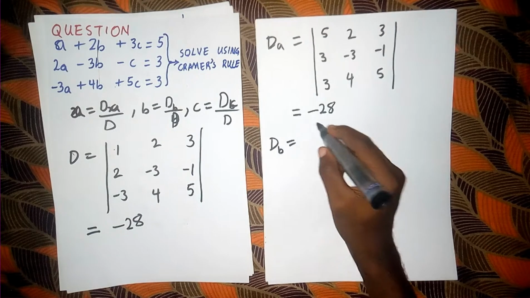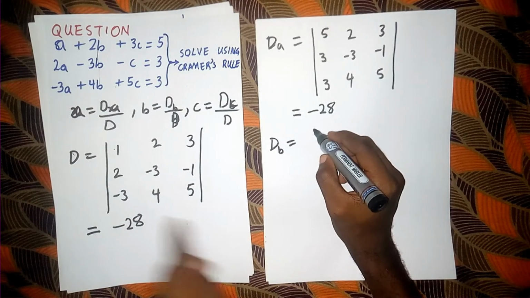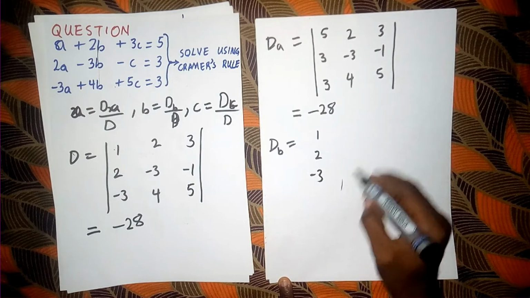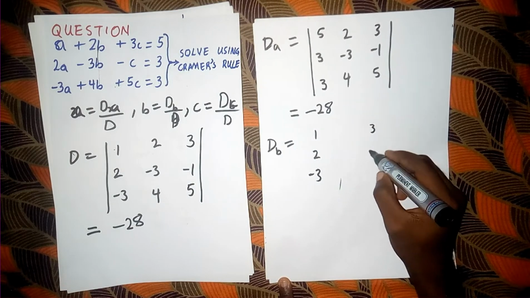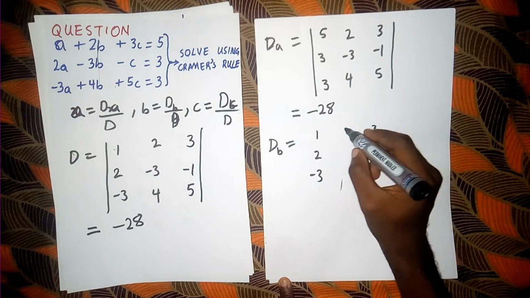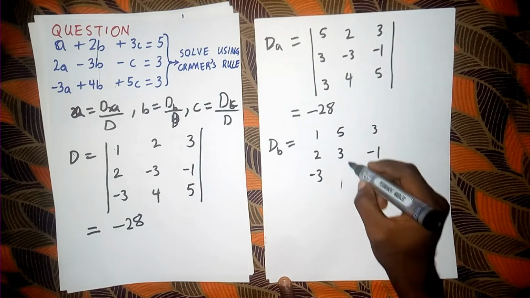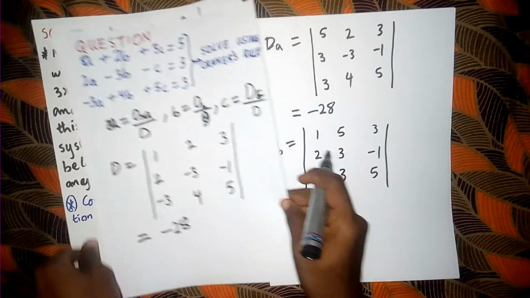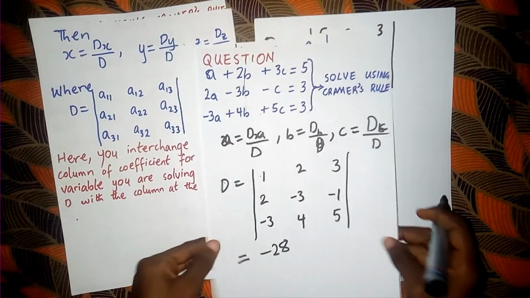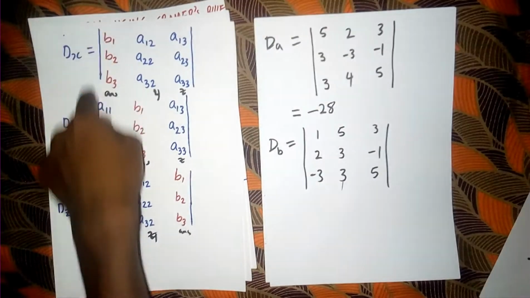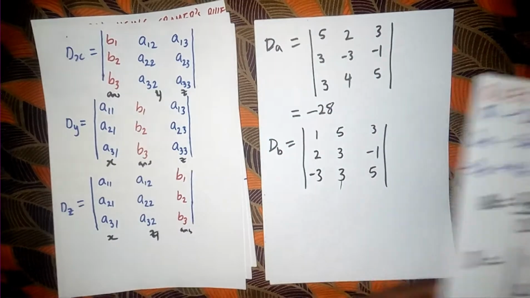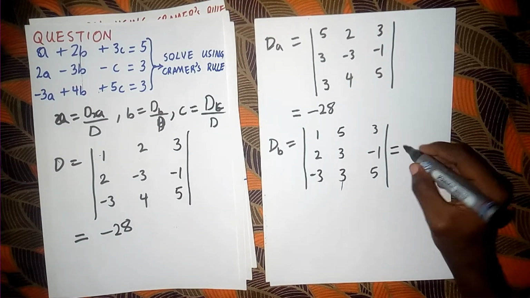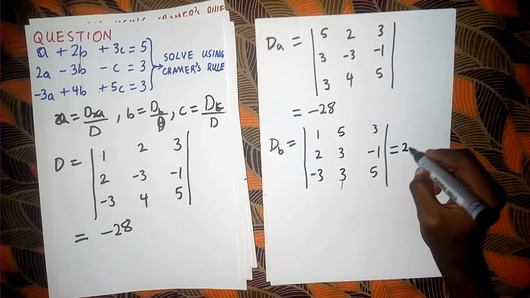So for DB, we have 1, 2, minus 3. We are looking for B, so we have 3, minus 1, 5. For B, I'm going to put here 5, 3, 3. So this one, the determinant of B, which I've solved already, is 28.